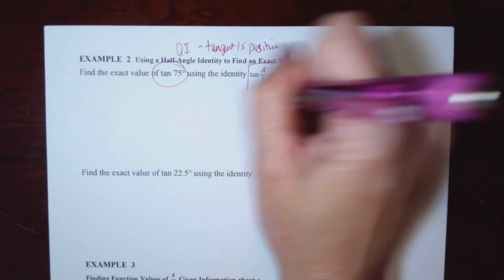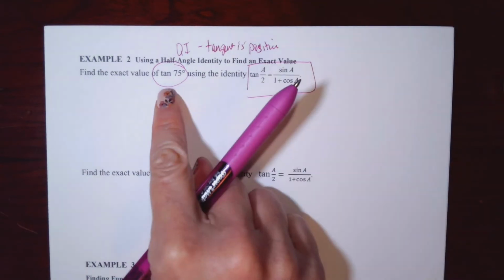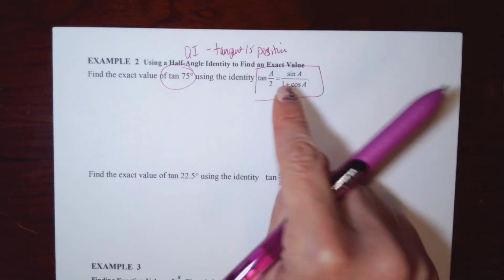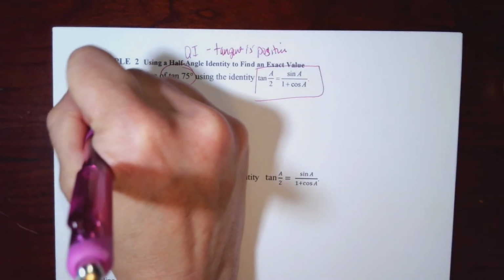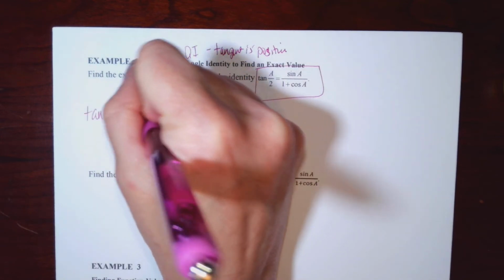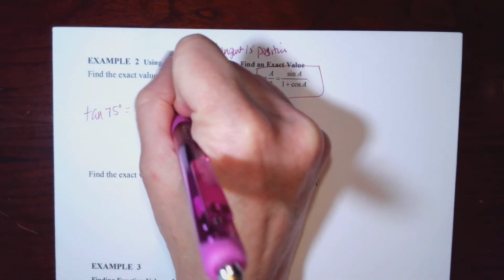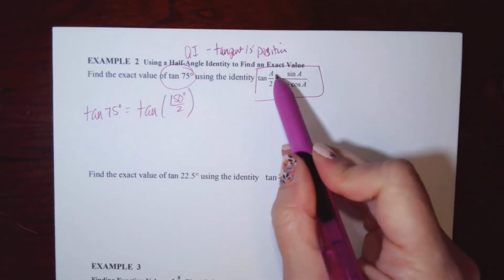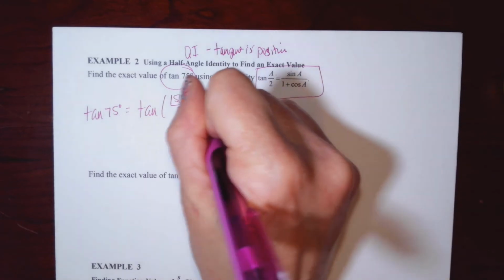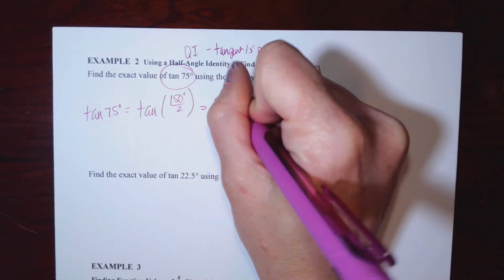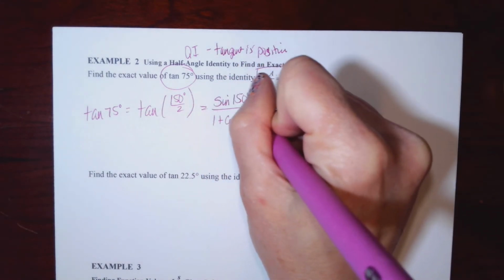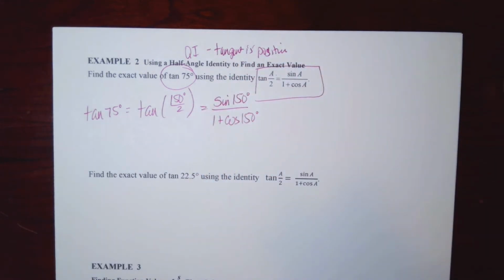I'm going to use this identity. Well, if this is the half angle, what is it half of? 75 is half of 150. So tangent 75 degrees is the same thing as the tangent of 150 divided by 2, which means that this 150 is my A. So that's going to be found by doing sine of 150 degrees over 1 plus cosine of 150 degrees.